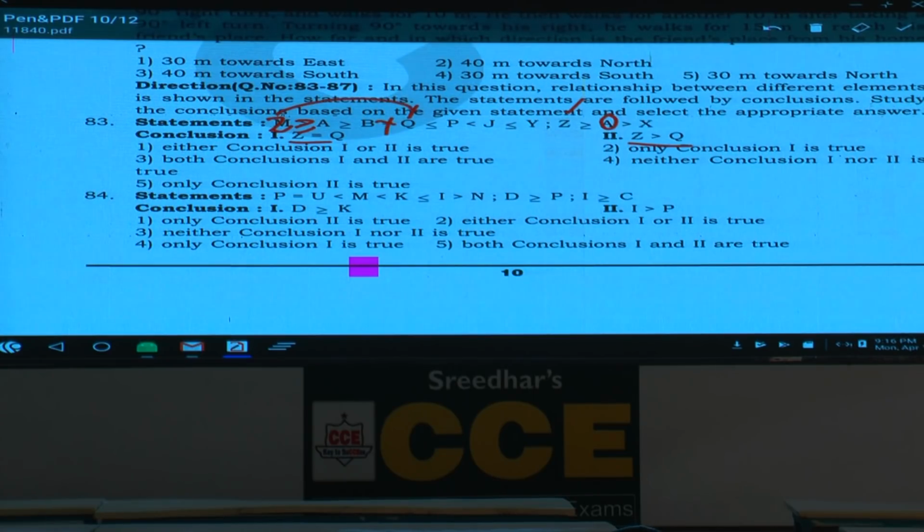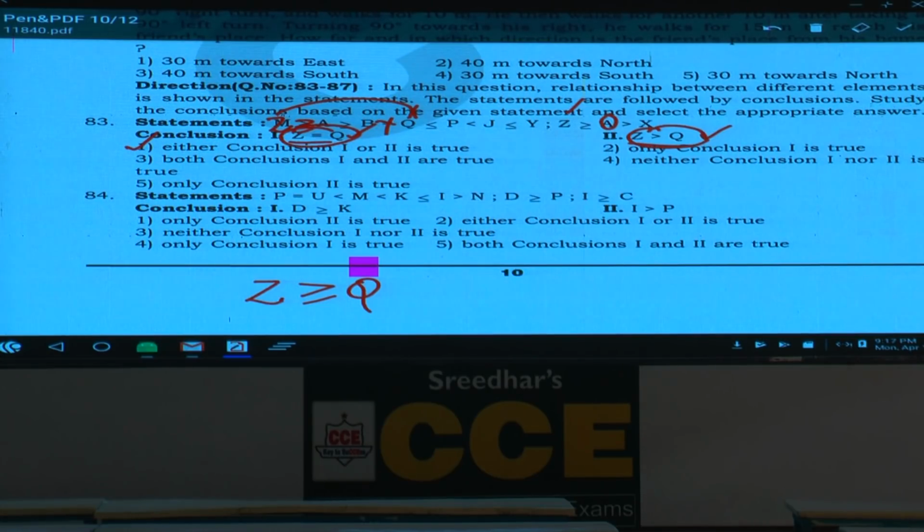And the relation between Z and Q, if you observe here, forget about the equals to, then which symbol is common here? Z is either greater than or equal to Q. Either the first can be true or the second can be true, hence either 1 or 2, and it is given in choice 1.